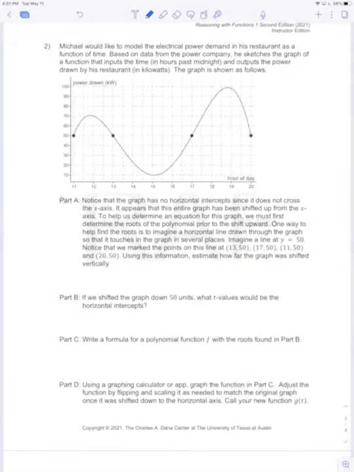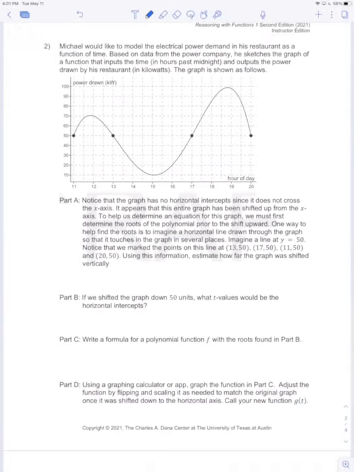Question 2. Michael would like to model the electrical power demand in his restaurant as a function of time. Based on data from the power company, he sketches the graph of a function that inputs the time in hours past midnight and outputs the power drawn by his restaurant in kilowatts. The graph is shown as follows.